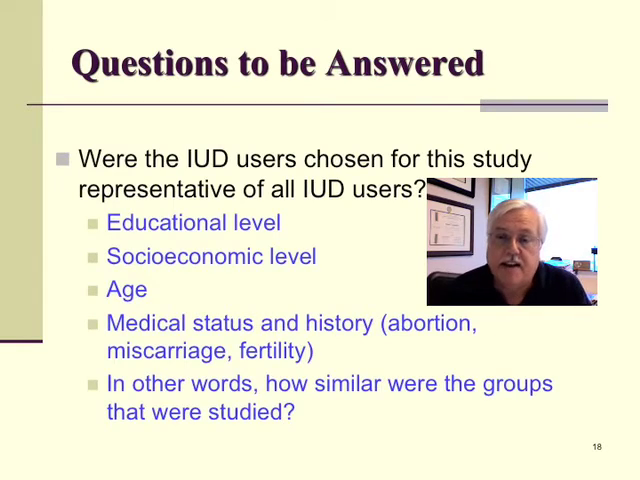So think about that example. Were the IUD users chosen for the study representative of all IUD users? What was their educational level, their socioeconomic level, their age, their medical status and history, such as history of abortion, miscarriage, fertility? In other words, how similar were the two groups that were studied?